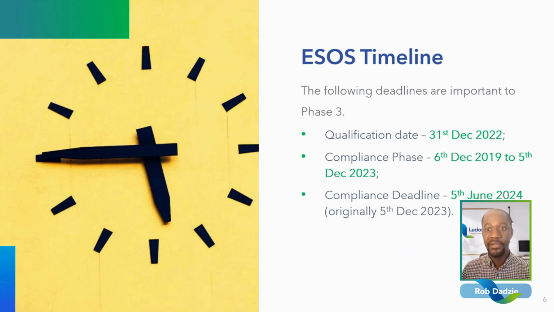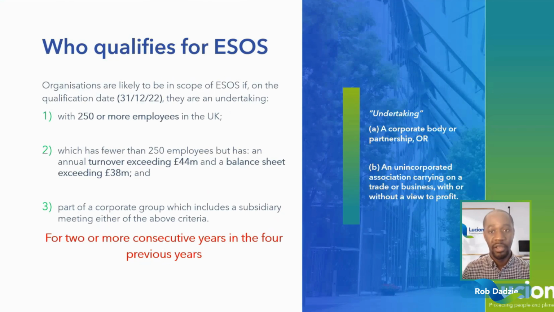There is a 2-year consecutive rule, which means if you're a large undertaking for 2 or more consecutive years between the 6th of December 2019 date and the 5th of December 2023 date, then you are a large undertaking and you will have to do an ESOS assessment. But what does it mean to be a large undertaking?